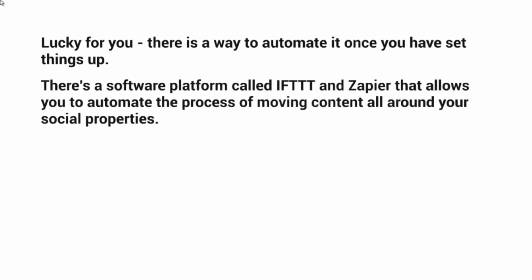Now, there's a software platform called IFTTT, and there's another one called Zapier.com that allows you to automate the process of moving content all around your social properties. So you could take a YouTube video and have it pushed to your WordPress site. And by pushed, I mean have it embedded on your WordPress site and then have it shared on your Facebook fan page, your Twitter page, your Instagram, and all of that. So you have what we call triggers: whenever the trigger happens, then something else happens. What IFTTT stands for is if this, then that.